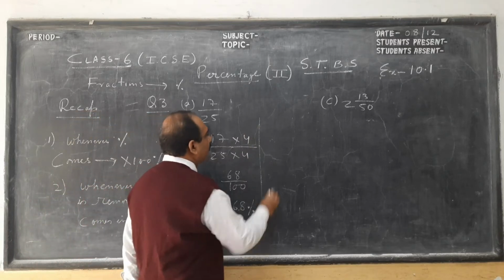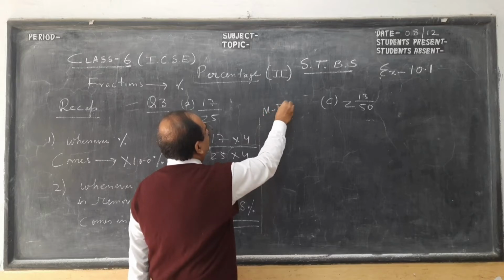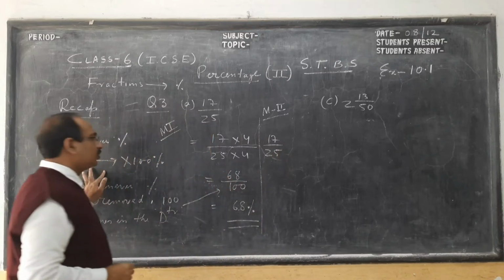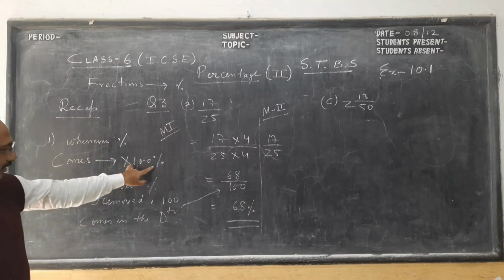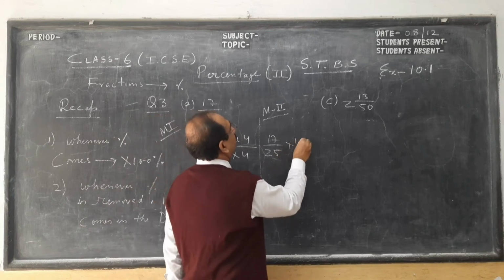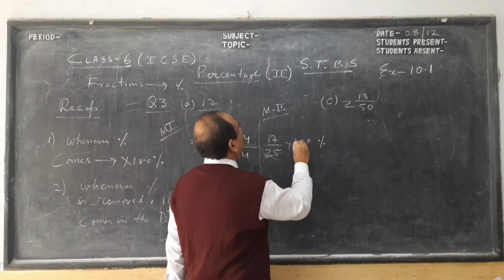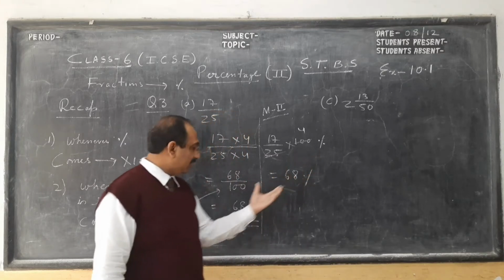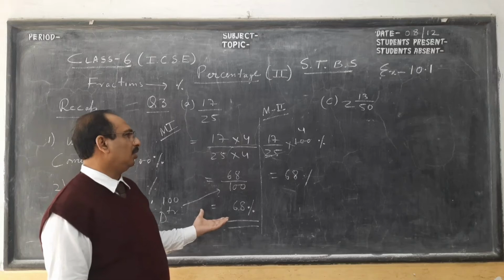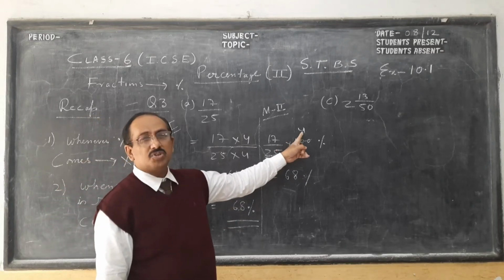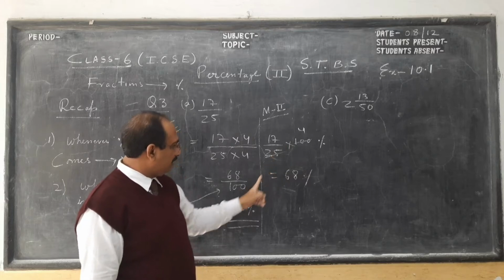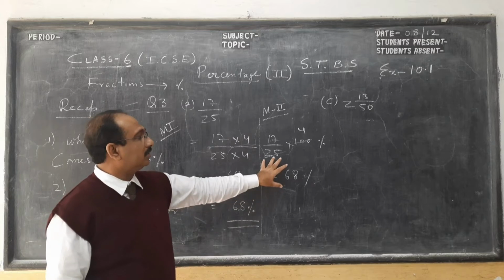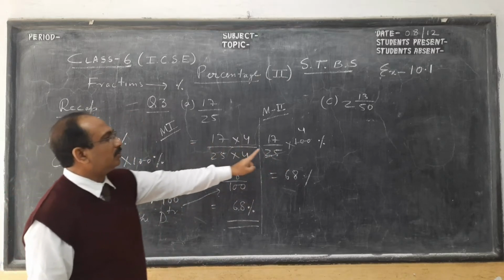So method 2, I'll tell you the formula method. In method 2 we have 17 by 25. You want to bring percentage, so percentage comes with 100. 17 by 25 into 100%. 25 fours are 100, so this is also 68%. So children, this is a formula, but this is the main logic. See, ultimately it comes to 4. Why? 4 into 25 gives you 100. So this is the logical method, and this is how we bring percentage, into 100%.